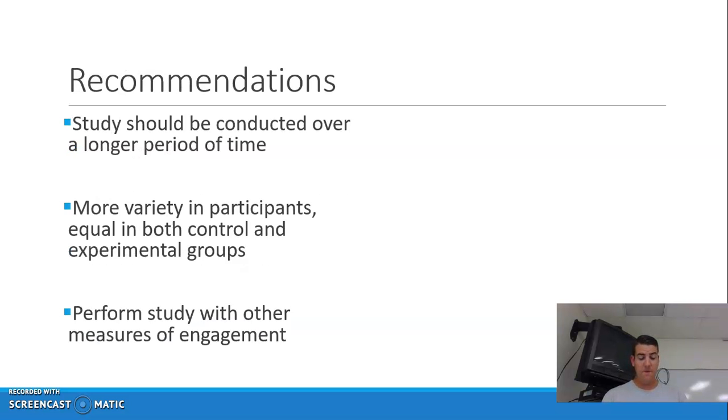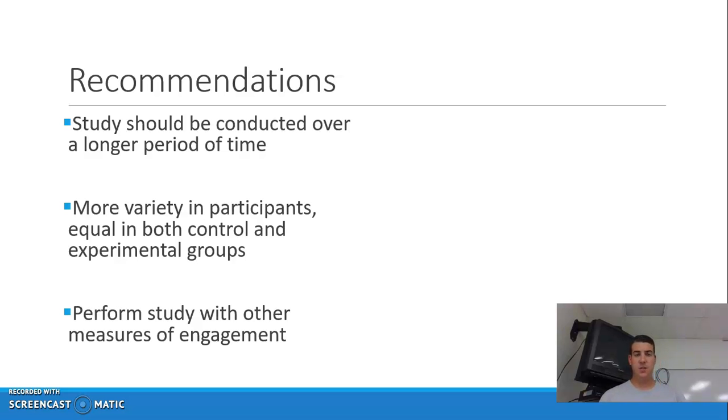Recommendations. A few recommendations are that the study should be conducted over a longer period of time, perhaps over a semester. The study should also be performed in multiple grade levels in multiple disciplines to see if the teaching of academic vocabulary shows the same results in a high school, a middle school, and perhaps an elementary school. Another recommendation is to have more variety in the participants, equal in both the control and experimental group. Have roughly the same number of male and female, same number of ELL, 504, and IEP students.